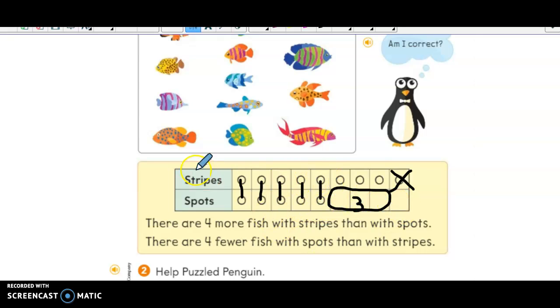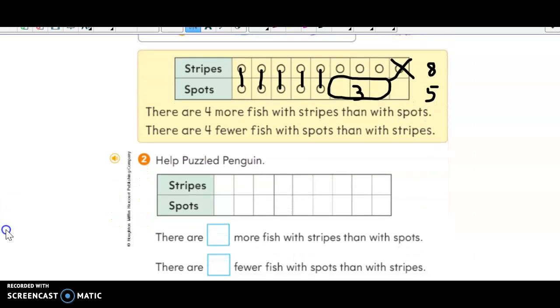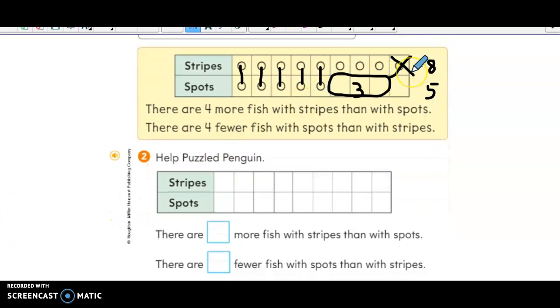Put the 3 in here. Good. And you know what I forgot to do? I forgot to put the number out here. We had 8 and 5. Perfect. Okay, so now we have to draw it correctly. Okay, so we want to show it in the right way. So we're going to put those stripes, we're going to show 8 circles. And then 5 with spots.